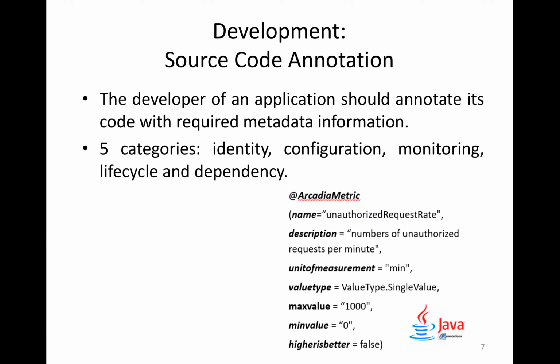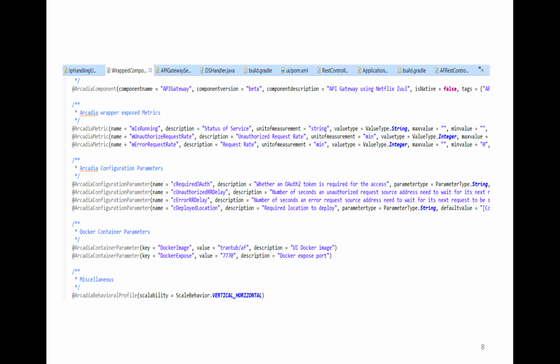In this slide, you can see one example of a security-related annotation that we implement in the Java programming language. The name of the annotation here is unauthorized request rate. We can use this as one of the monitoring metrics to trigger some security reaction. And here is a screenshot of how annotations can be included during development time. The developer can use our tool to provide the required annotations.